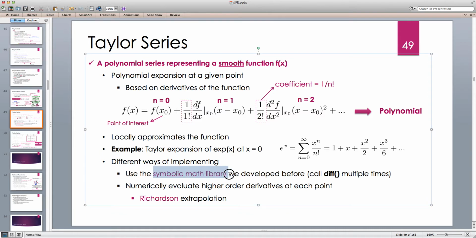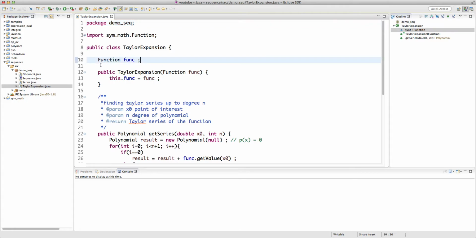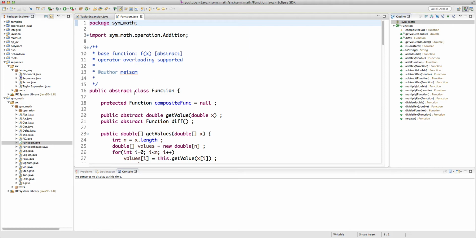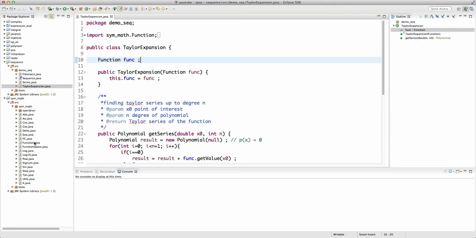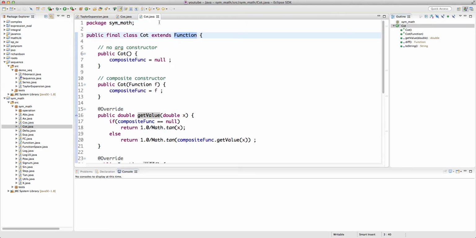And we looked at one way of implementing the Taylor expansion in Java, which was the symbolic math library. We used the diff method of our symbolic math library that had some basic functions. Let's go to Eclipse and try to recap on that. In the sequence project, I have the Taylor expansion class, and here we had a function from our symbolic math project. A function is basically an abstract class that represents an abstract function. We have different types of function, cosine, cotangent, etc. All of them extend this abstract function.